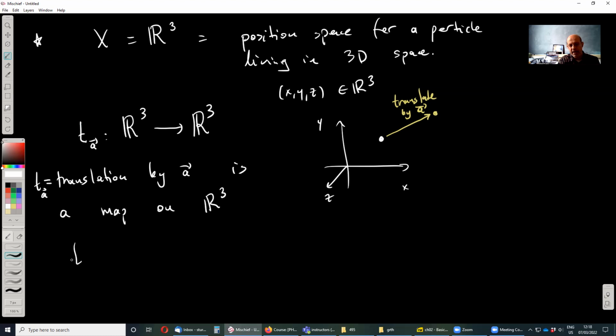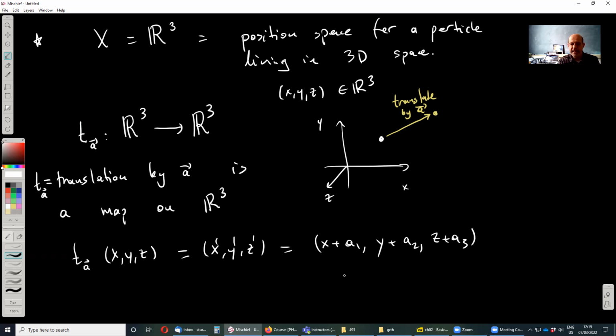Why? Translation by A, when applied on X, Y, Z, gives me a new set of points, which is basically related to the old set by these relationships. Sorry about this. Probably I shouldn't have written down that much detail in here. That's why I'm spending so much time on these kinds of things.